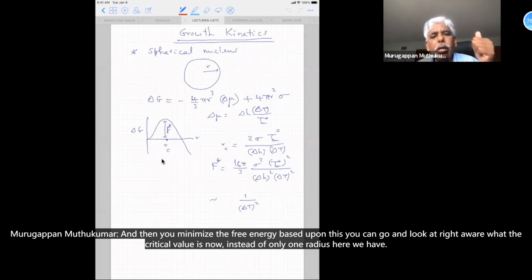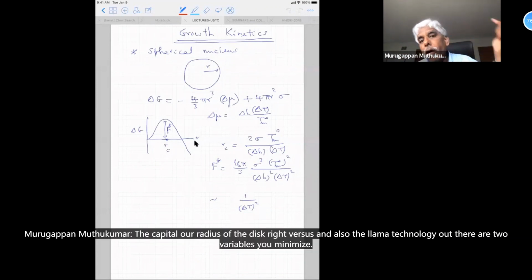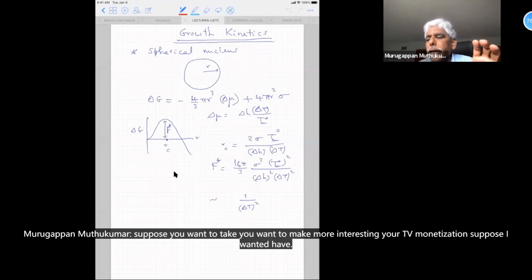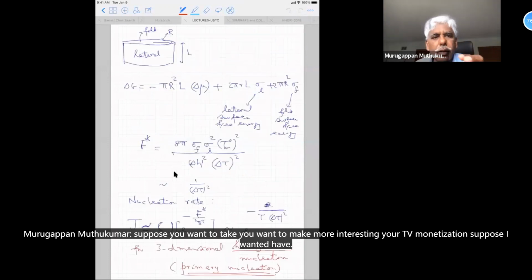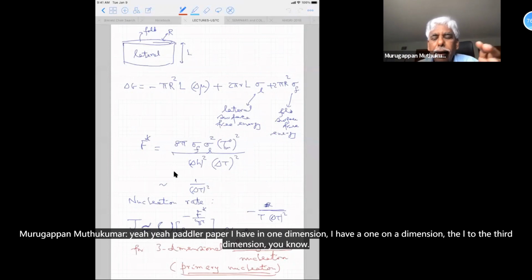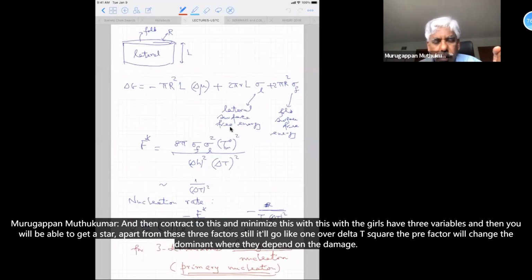Now, instead of only one radius here, we have the capital R, radius of the disk, and also the lamellar thickness. There are two variables, you minimize them. Suppose you want to make your calculation more interesting. Suppose I want to have a parallelepiped. In one dimension I have L1, another dimension is L2, and the third dimension is L. Then construct this and minimize with respect to those three variables, and then you will be able to get F star.